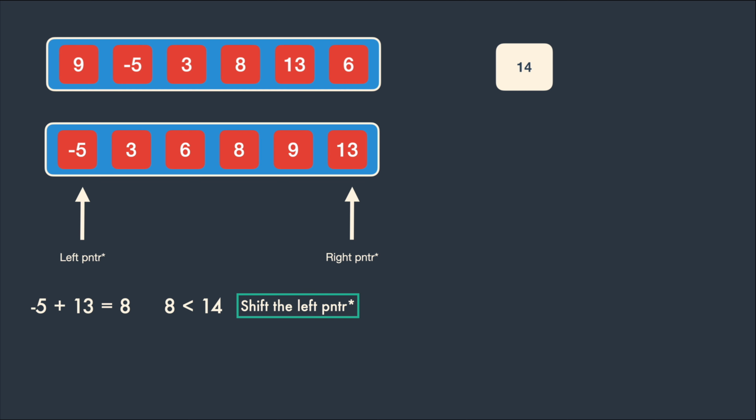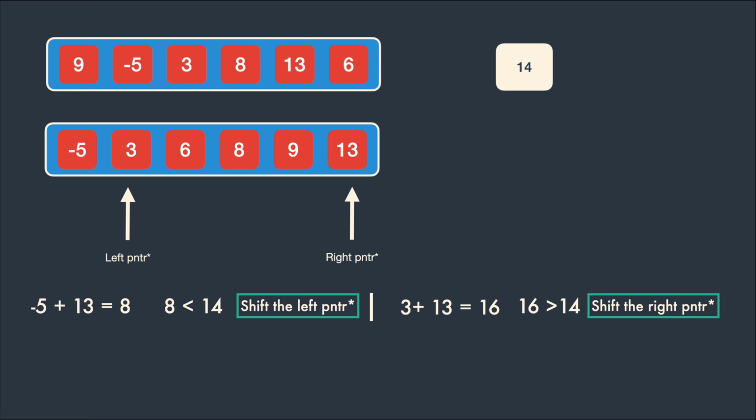This is because of the sorted array, remember? We shift the left pointer to the right and move on to the next case, which is 3 plus 13. The sum is going to be equal to 16. In this scenario, our sum is larger than the target value. We want to decrease the sum by shifting the right pointer to the left.